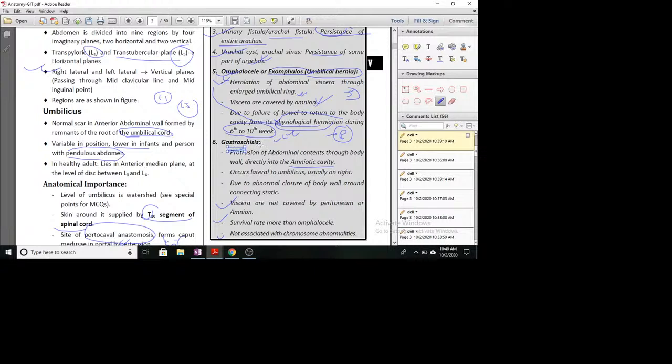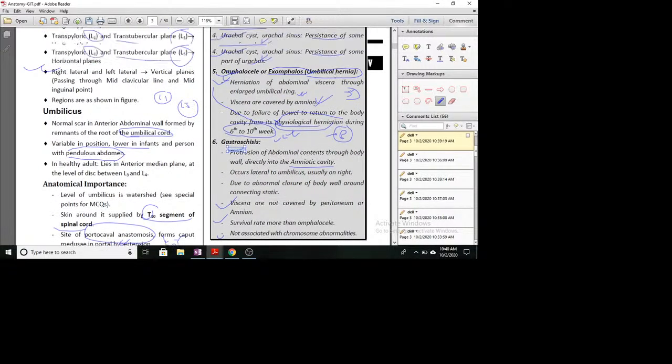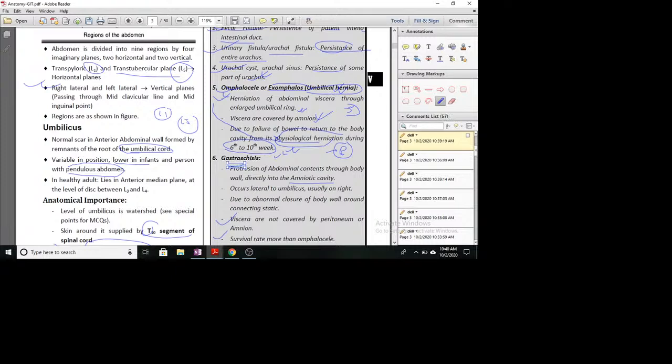But gastroschisis is a condition where there is protrusion of abdominal content through the body wall, directly beside the umbilicus, without the physiological herniation. So omphalocele and gastroschisis are basically similar. It is also known as umbilical hernia. We need to remember the physiological herniation in this case.